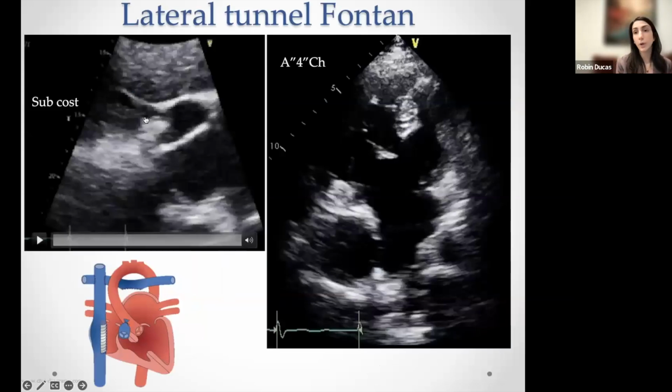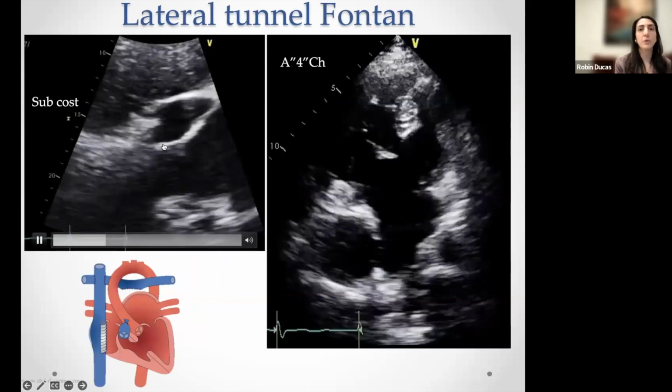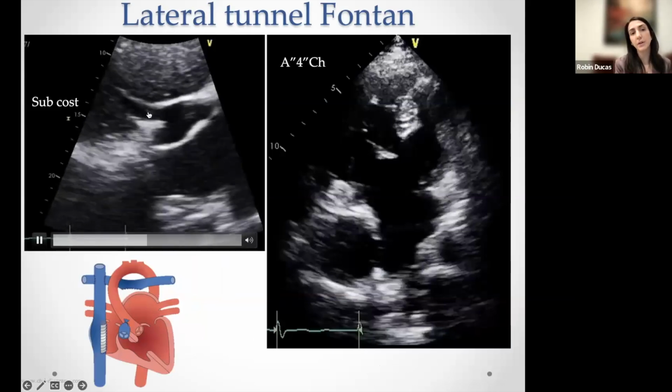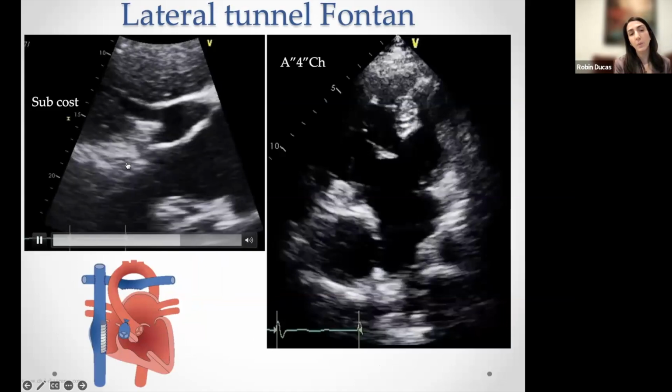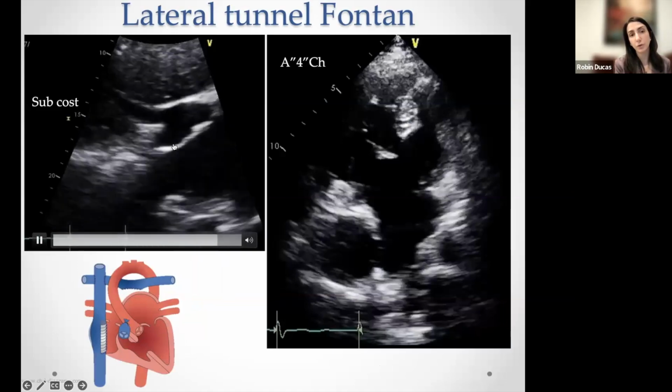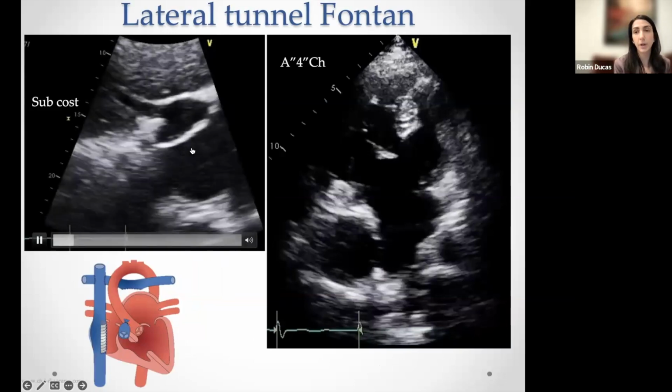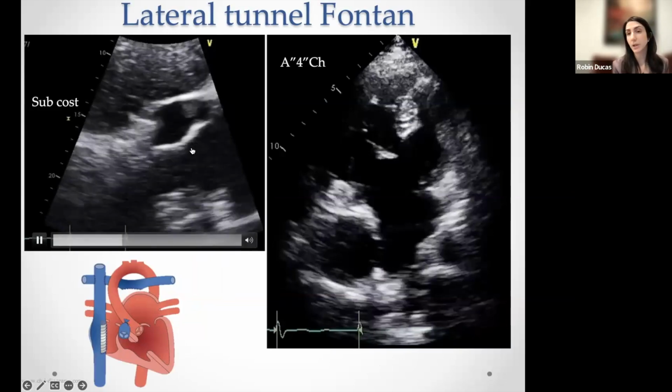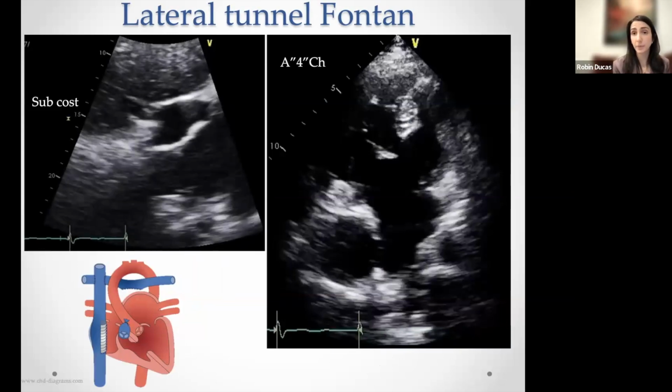Imaging these patients, you want to look for things like baffle leak or baffle stenosis. So in a subcostal view of a lateral tunnel, what we can see here is that the IVC is coming in and we see our baffle here, or this surgical material that was placed in to redirect the venous blood towards the pulmonary artery. So we would look for a leak in that area using color Doppler. You could look for thrombus as well.